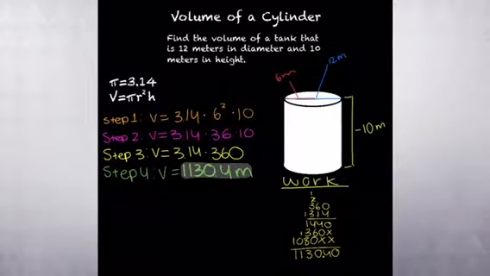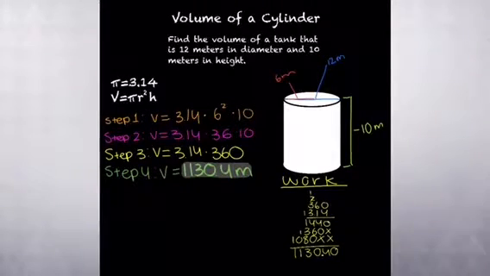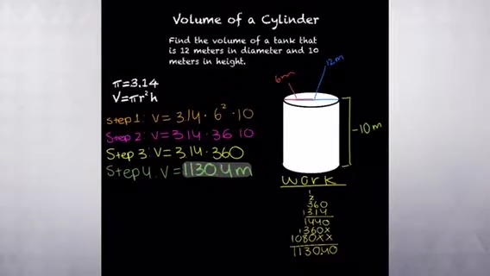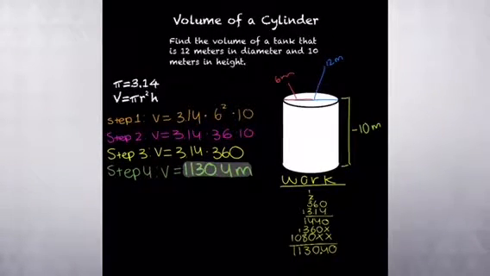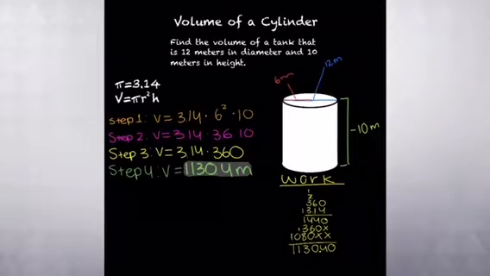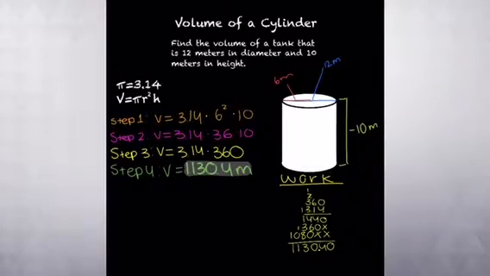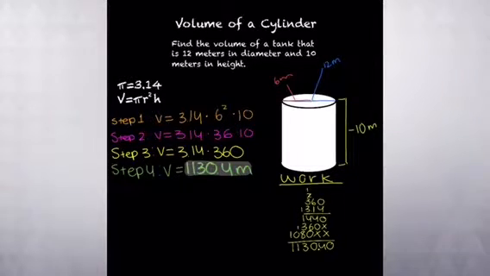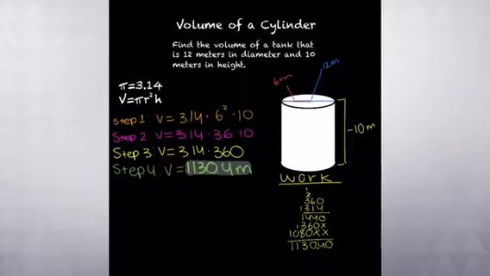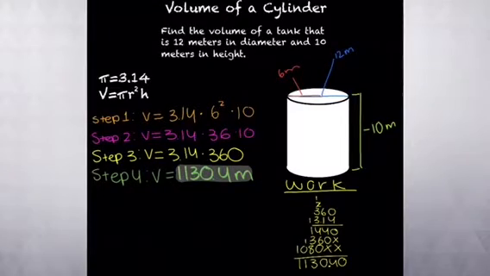So I drew a tank that was 6 meters in radius and 12 meters in diameter, and the height was 10 meters. I used the value 3.14 for pi, and the volume is equal to pi r squared multiplied by h. In step 1, I plugged in all the values, and it was V equals 3.14 times 6 squared times 10. In step 2, I squared the 6.